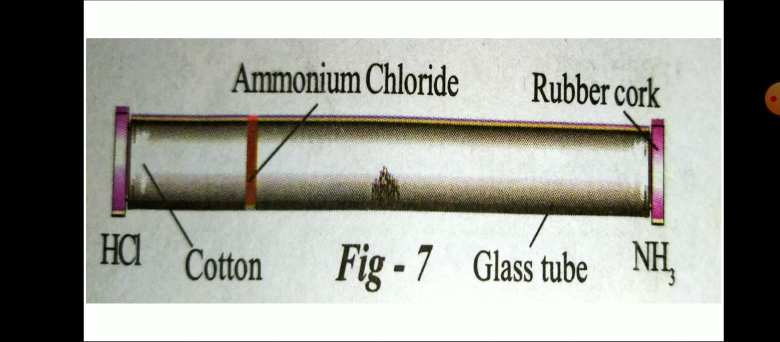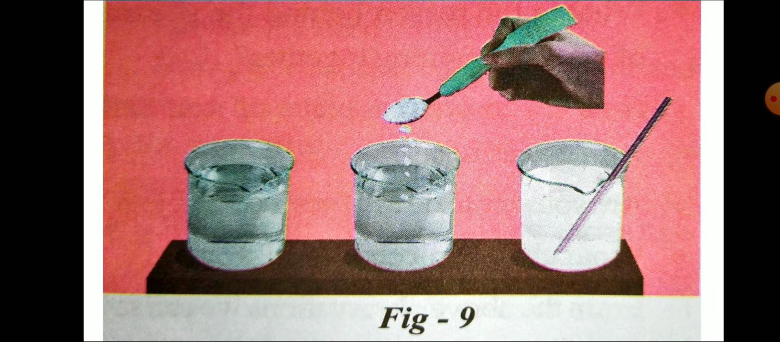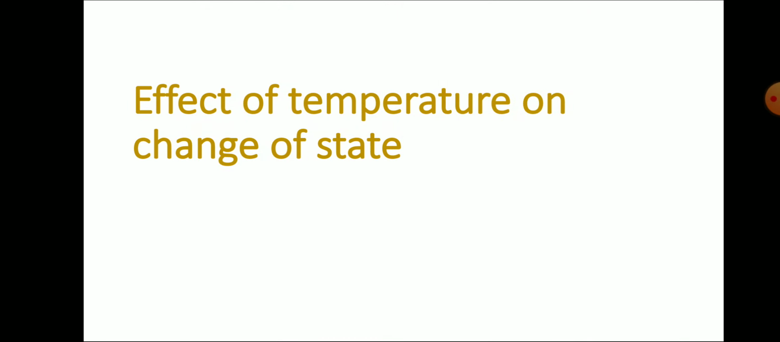different gases diffuse with different rates of diffusion. Next, we came to know that there exists a space between particles by doing a simple experiment, mixing salt with water. Even if you mix the salt into the water, the level of the water will not rise. Next, we have seen the effect of temperature on changes of state.